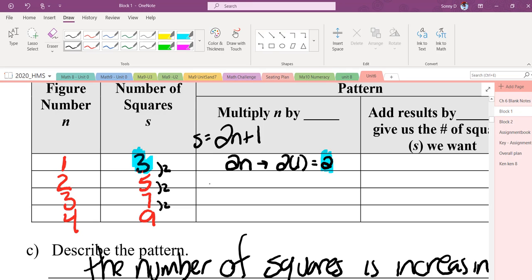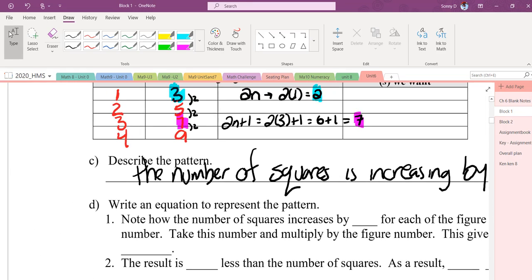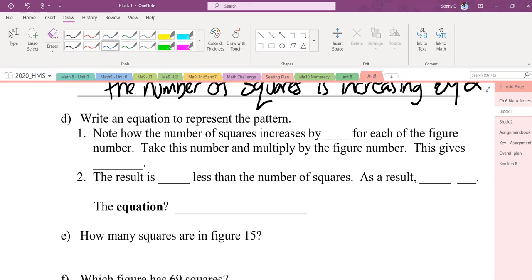Let's give it a try on the third one here. 2n plus 1, and our n is 3. So 2 times 3 is 6, plus 1 equals 7. That's good, it worked. Just test it out with 1 or 2 points, because sometimes you can make a mistake. So our equation, we'll just go for our equation: s is equal to 2n plus 1.